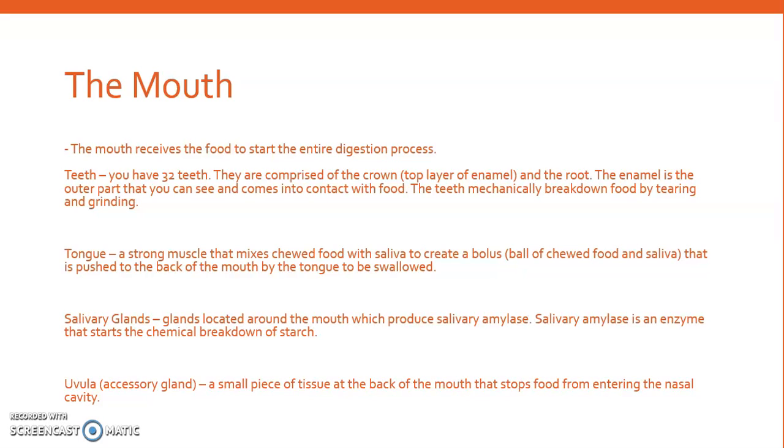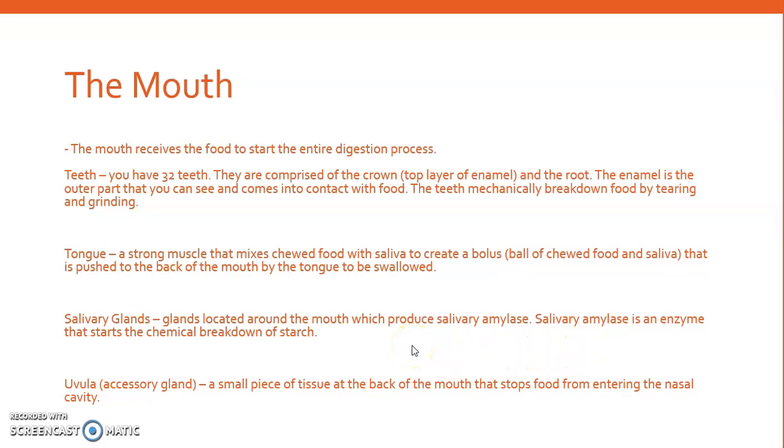So by the time mechanical digestion has occurred in the mouth, as well as a little bit of chemical digestion, which we're going to talk about right away, you have created a ball of chewed food and saliva, and that is the bolus, and that's what gets swallowed. So we have our salivary glands as well. The salivary glands are located around the mouth, and they produce saliva, which contains salivary amylase. So salivary amylase is an enzyme, or a digestive enzyme, that starts the chemical breakdown of starches.